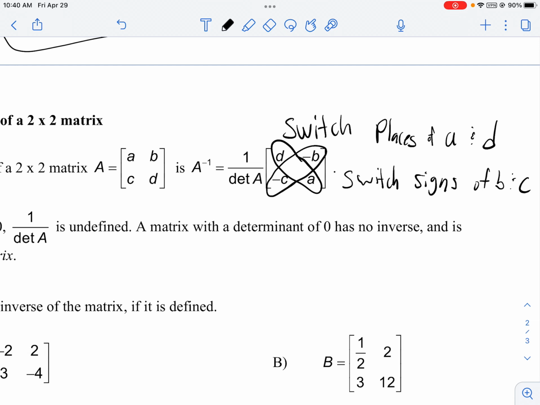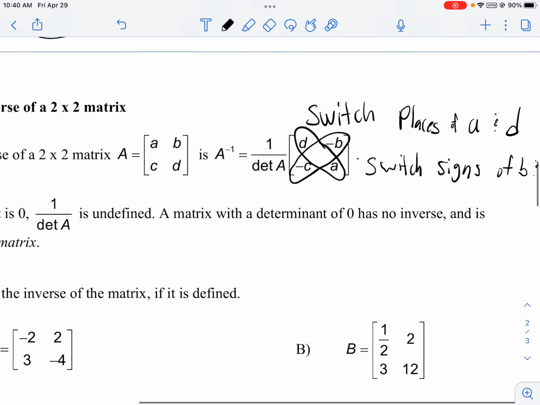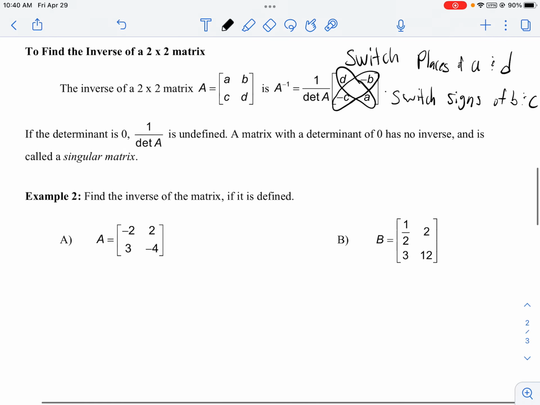So you multiply by 1 over the determinant, you switch the places of A and D, and switch the signs of B and C. That is legitimately the inverse in a nutshell.